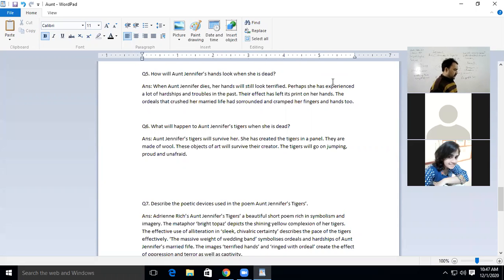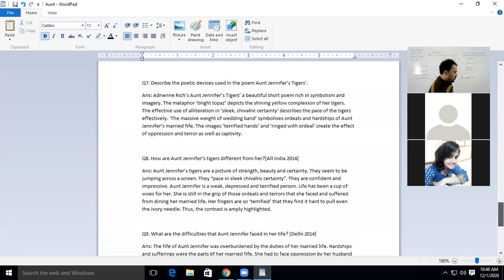What will happen to Aunt Jennifer's tigers when she is dead? So the answer is, Aunt Jennifer's tigers will survive. She has created the tigers in a panel. They are made of wool. These objects of art will survive their creator. So, still there is irony. The creator is gone, the creator is dead, but the creation is remaining. The tigers will go on jumping, proud and unafraid. So, this is how everything is mentioned about Aunt and the tiger.